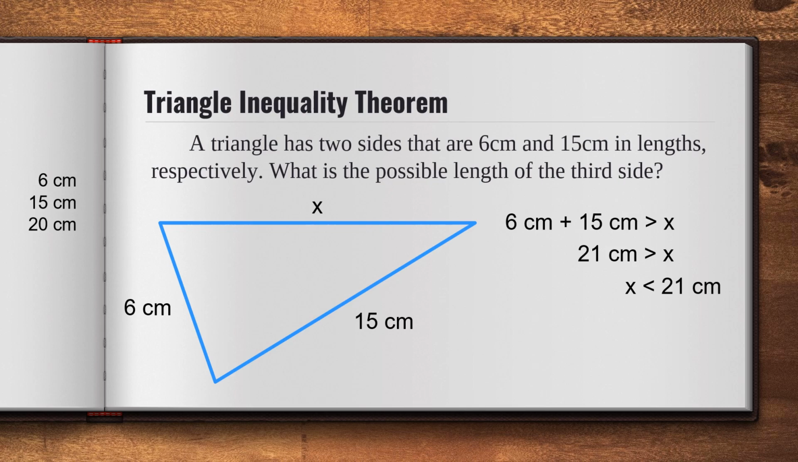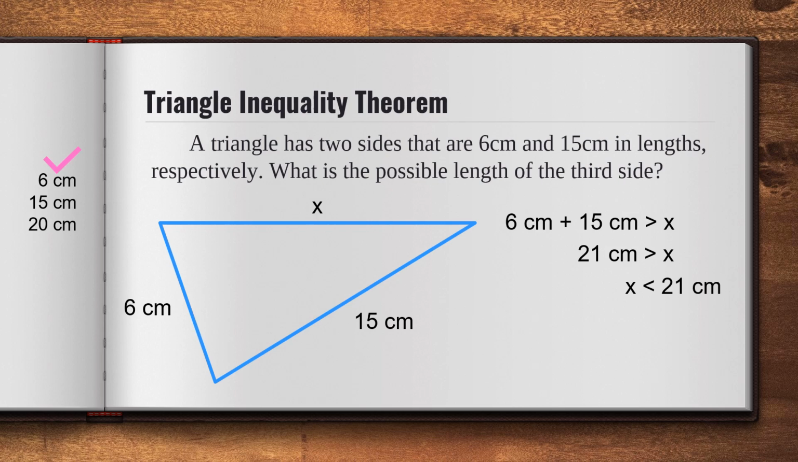So, let's check. If we have 6, 15, and 20 as measurements, can we make a triangle? Quick check. 6 plus 15 is 21. 21 is greater than 20. Okay. 6 plus 20 is 26. 26 is greater than 15. Okay also. And the last one, 15 plus 20 is 35. 35 is greater than 6. Therefore, correct. Using these measurements, we can form a triangle.